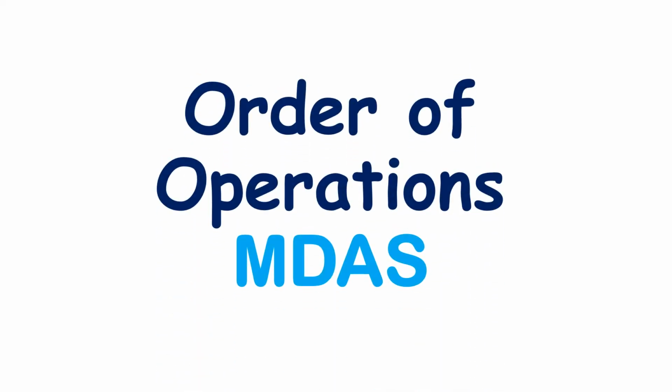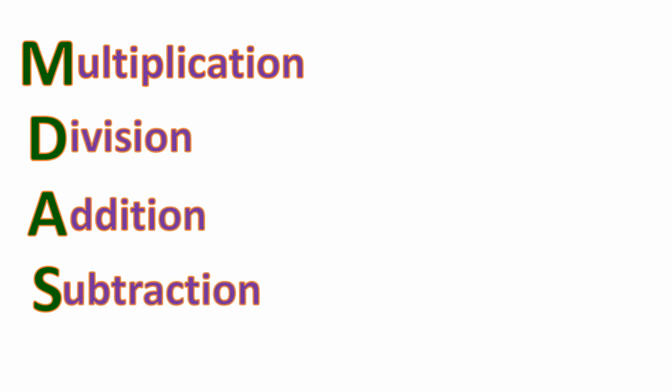In this video, I'm going to talk about order of operations, particularly the MDAS. Before we have an example of using order of operations, let's first talk about the meaning of MDAS. You have four letters in that word: M, D, A, and S. M stands for multiplication, D is for division, A is addition, and S is subtraction.